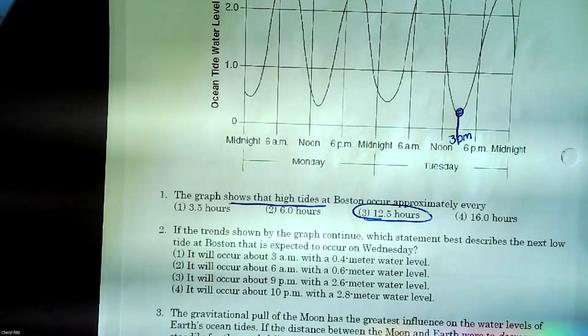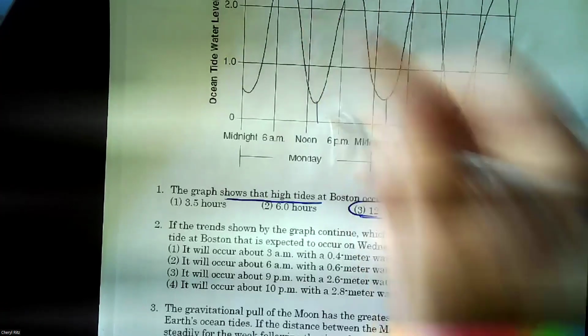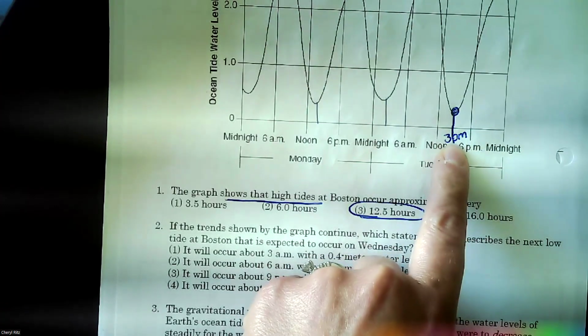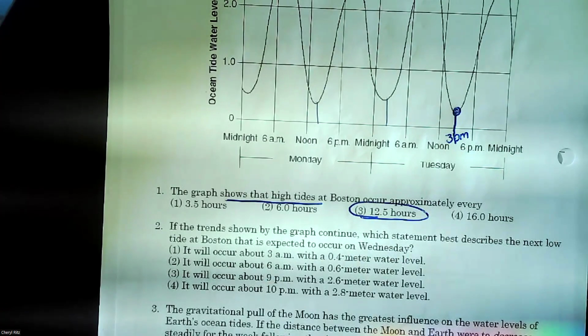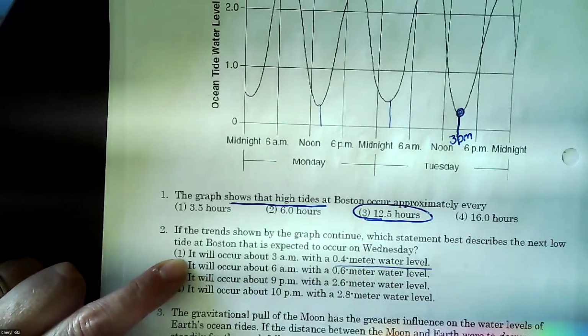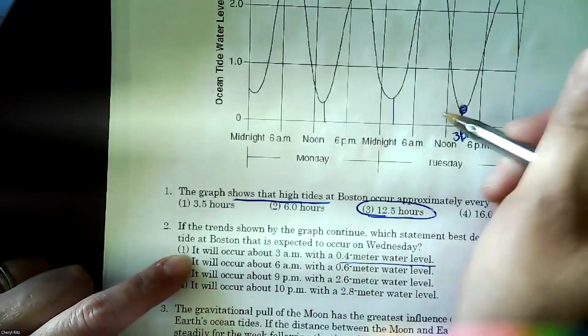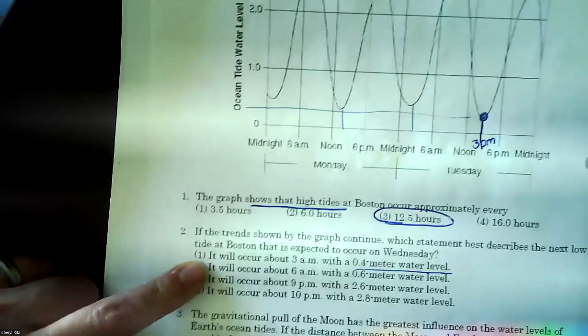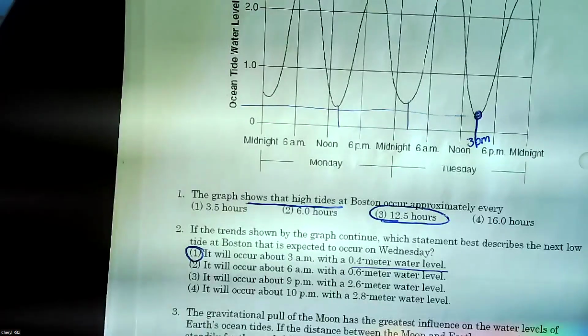So knowing that high tides happen every 12 hours, low tides, by the way, also happen every 12-ish hours. So 3 p.m., when's the next one going to be? 3 a.m. Now let's double check. Would it make sense that it would be a 0.4? Were all of these right around 0.4? They certainly were. So yes, the only one that's 3 a.m.